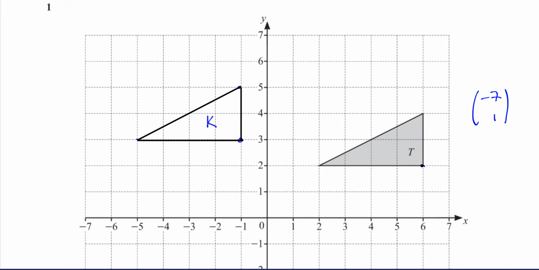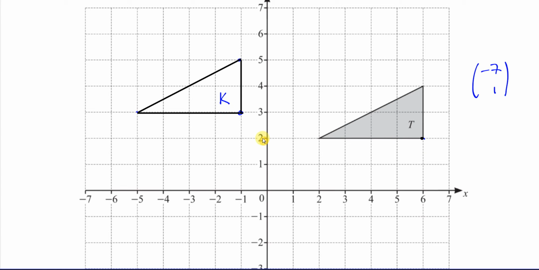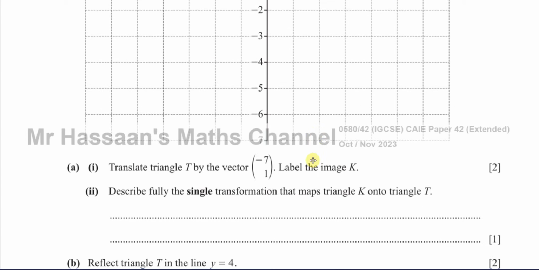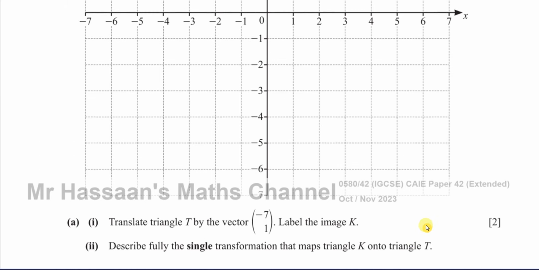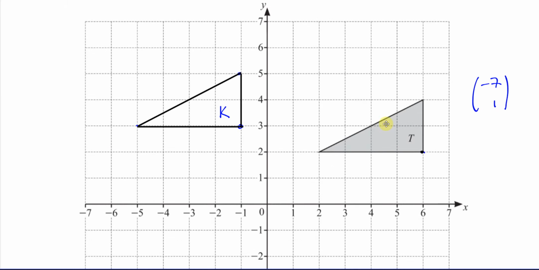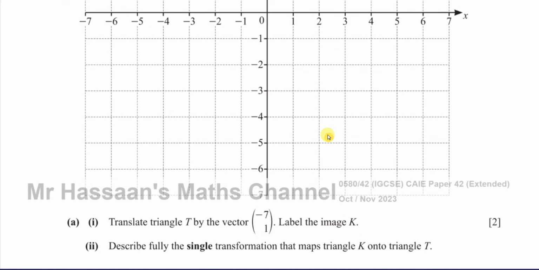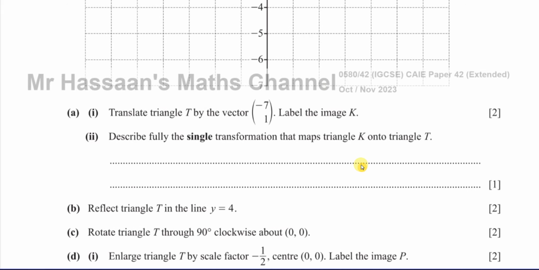All right, so we have labeled the triangle K. This is the original, translated by -7 and 1. Now, part 2 says describe fully the single transformation that maps K onto T. So how do we go back from K to T? Well, we've got to do the opposite. We've got to go 7 to the right and 1 down. So it'll be the same as this vector, with the opposite signs. This is from K to T. This is from T to K. So we can just say it's a translation of 7, -1. Simple as that.